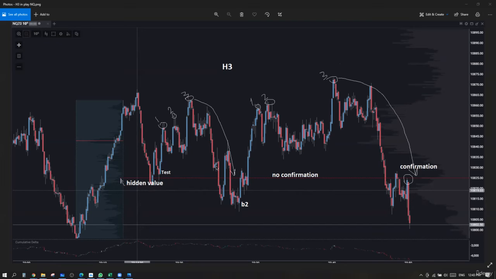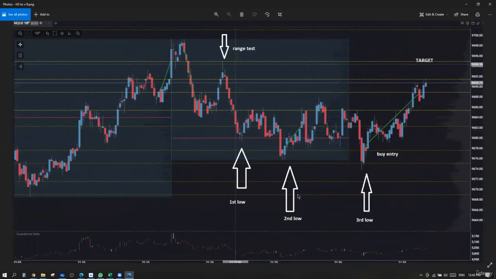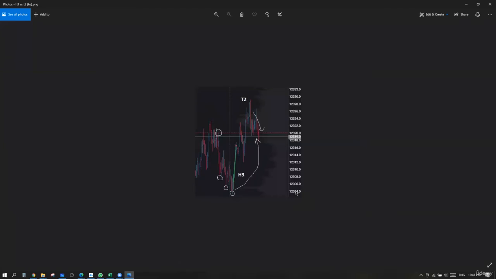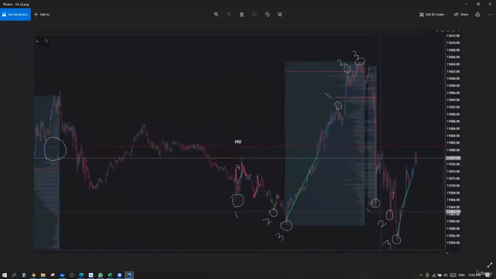We have 1, 2, 3, a setup formed, a T2 setup here, 1, 2, 3 heads and back to value. Hold hidden value at this line, 1, 2, 3 heads, back to the value, T2, back to the value. As you can see, I anticipated a trade here at the 3rd head. I took my entry, stop loss below. My take profit was in this range.